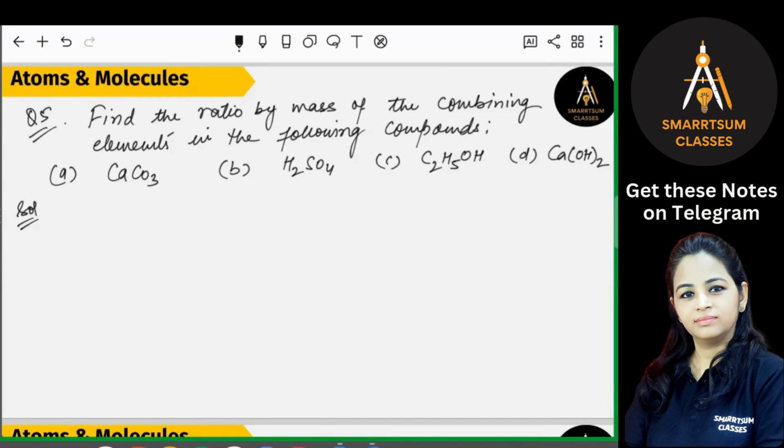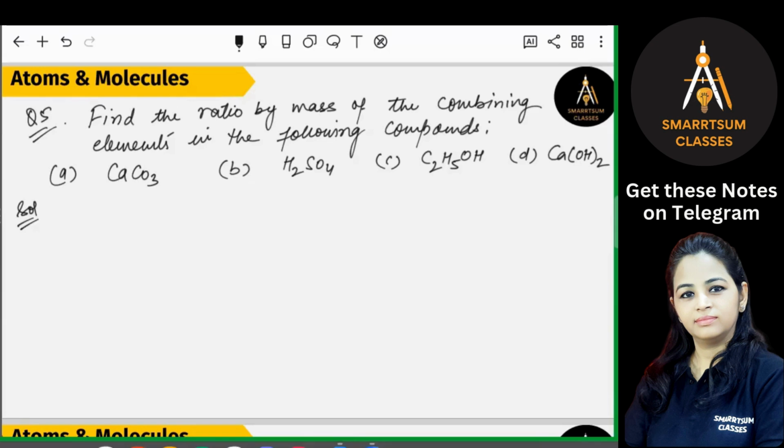So now in continuation, we will do some more questions based on atoms and molecules. Question number 5, as you can see here: find the ratio by mass of the combining elements in the following compounds. First is CaCO3. What is CaCO3? That is calcium carbonate, and we have to find the ratio by mass.